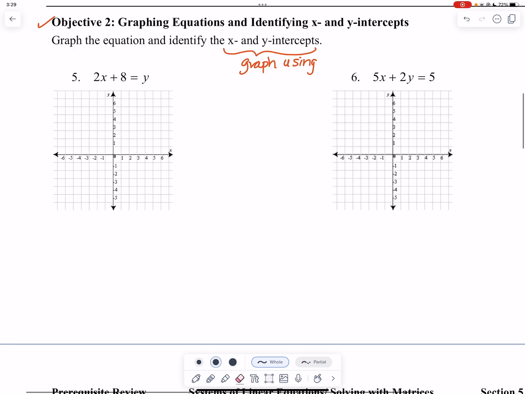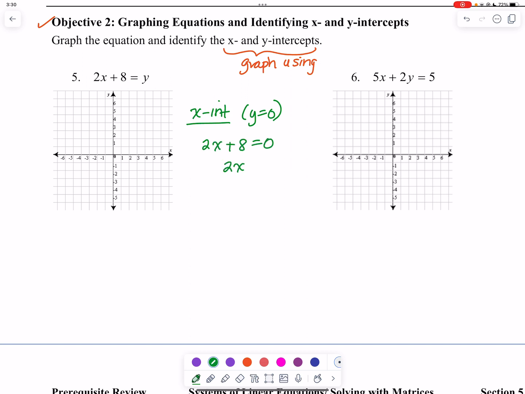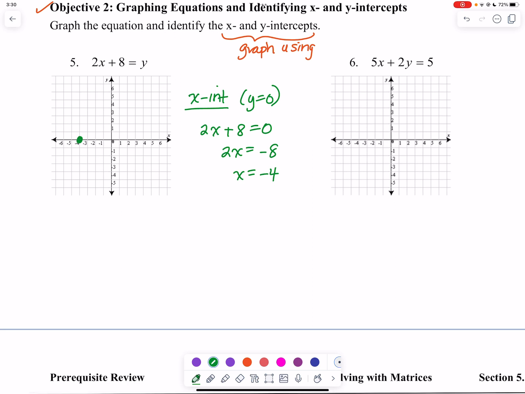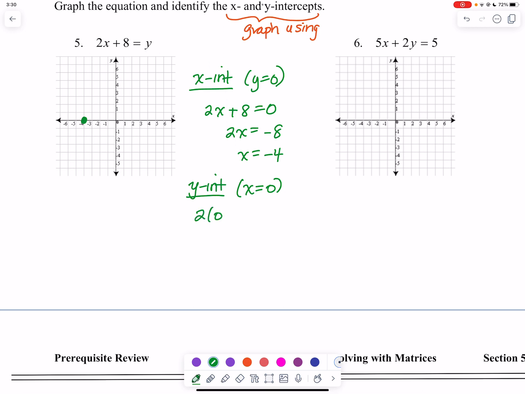So looking at number 5, of course, when we want to find our x-intercept, we're going to let y be 0. So we have 2x plus 8 equals 0. 2x equals negative 8, and x equals negative 4. So we'll place x equal to negative 4 on the x-axis. Now looking at the y-intercept, we're going to let x equal 0. So we have 2 times 0 plus 8 equals y, and 8 is equal to y.